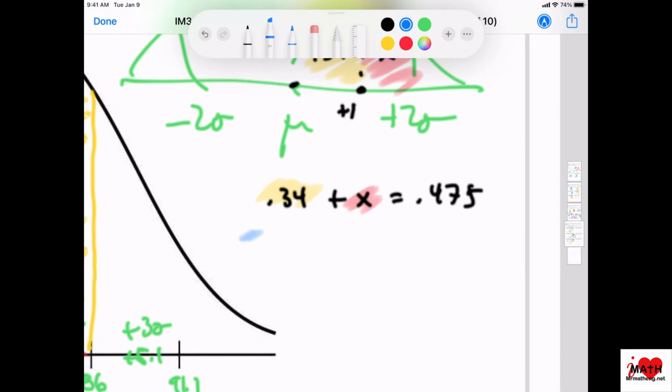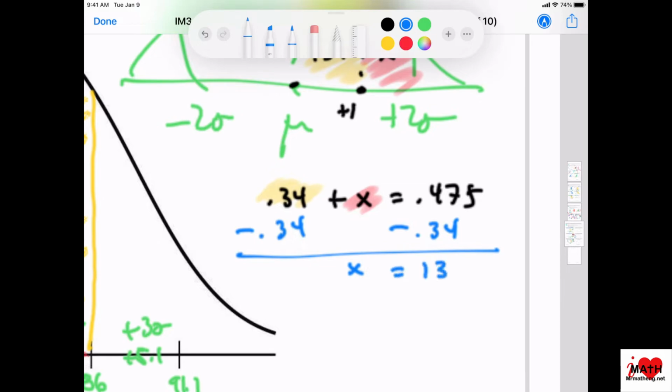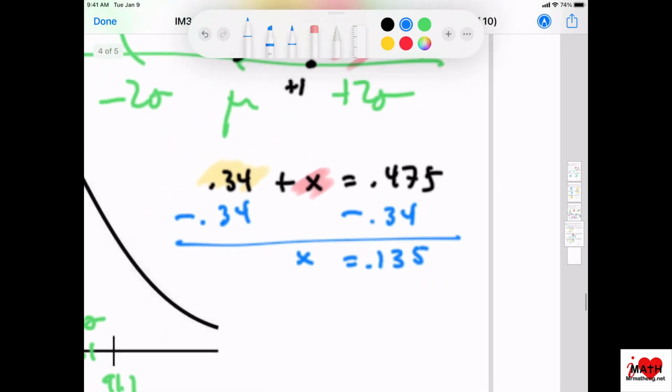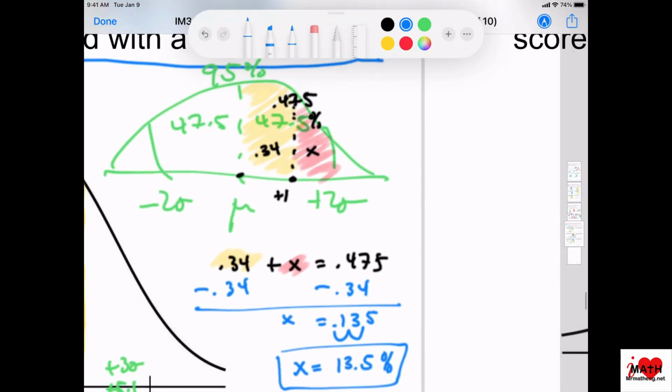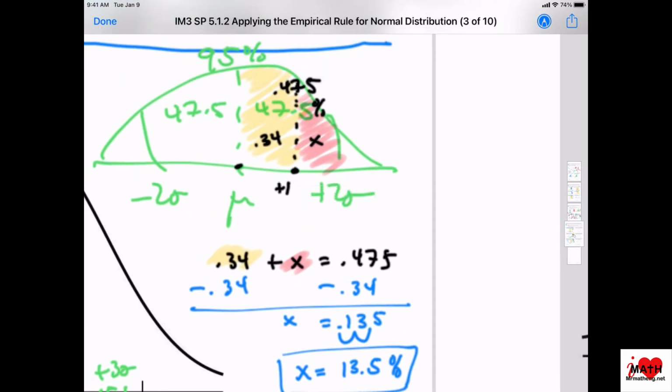Let's go ahead and finish up the problem. So if I subtract, you will get a value of X equals 13.5, or 0.135. And again, if you want to make this a percent from a decimal, you just multiply by 100, use your calculator, or just move it over twice, and you get 13.5% is our answer. That red region equals 13.5%.